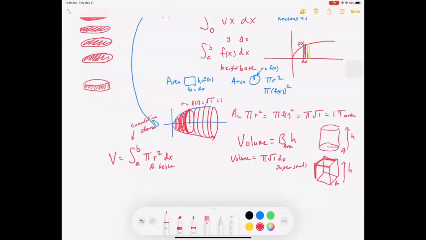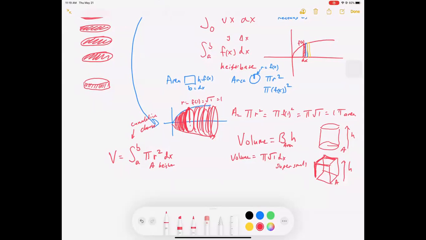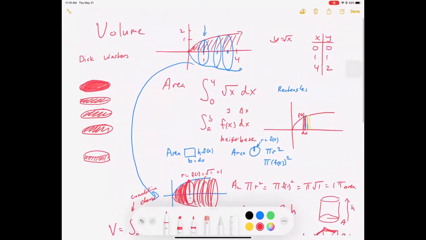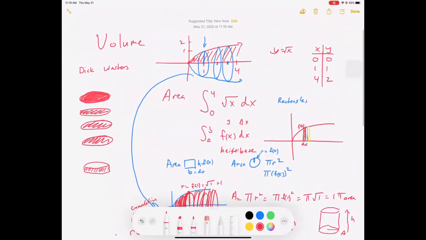That means we're adding up all the slivers together to end up with the full volume. Okay. So just to recap, to find volumes in calculus, when it comes to rotating, we have two main types. We have something called a disk and a washer.